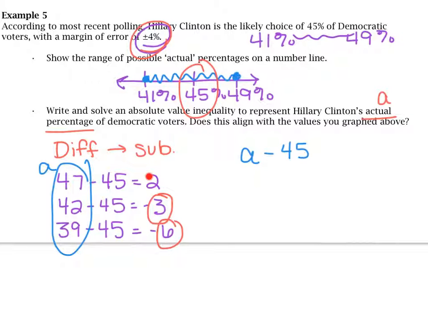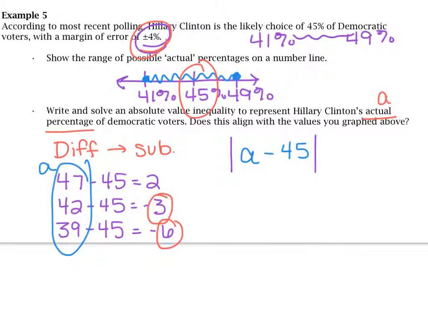If it comes out positive, that means the actual was bigger than our predicted. If it comes out negative, our actual was less than predicted. But as long as it's plus or minus 4, I'm okay. So I don't really care if it comes out positive or negative, and that's why I'm going to throw absolute value brackets on there. Okay?